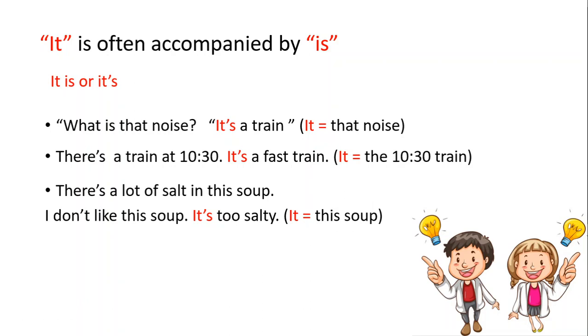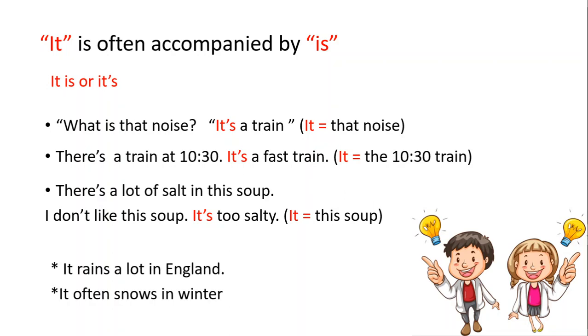However, it is important to remember that it can be followed by other verbs too. For example, it rains a lot in England and it often snows in winter. So it is not only accompanied by the verb to be, but other verbs are possible, as in the examples here.